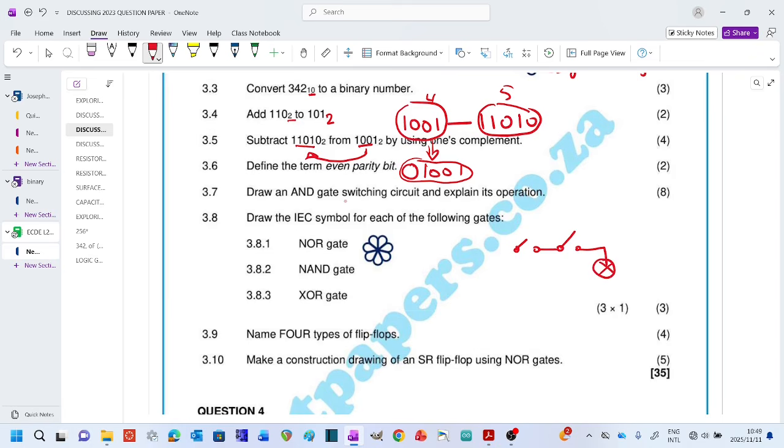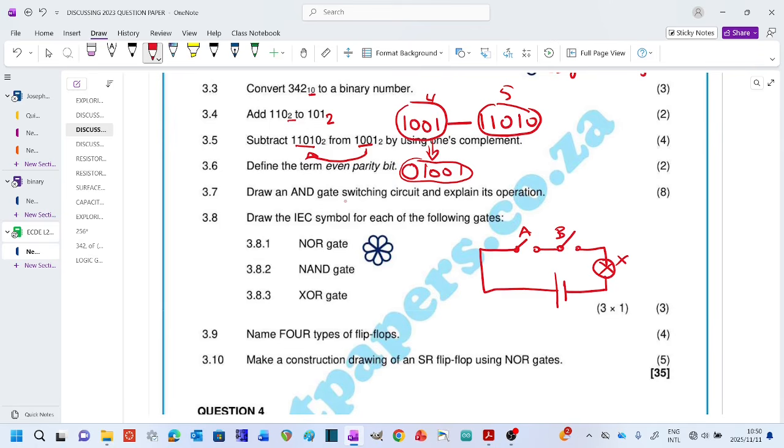With the bulb. And my supply is there. So we label them A, B, and above is X, and explain its operation. So its operation is simple. How do you explain this?